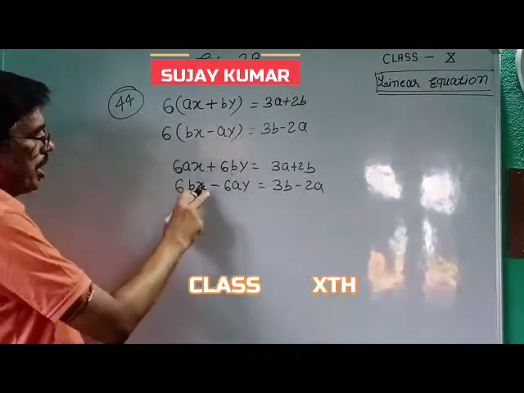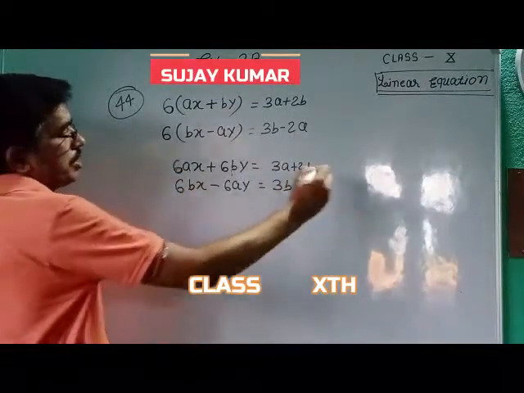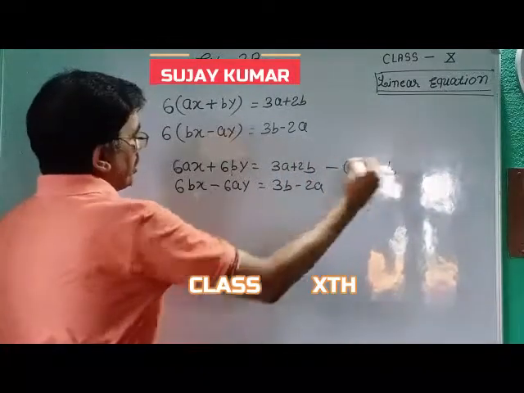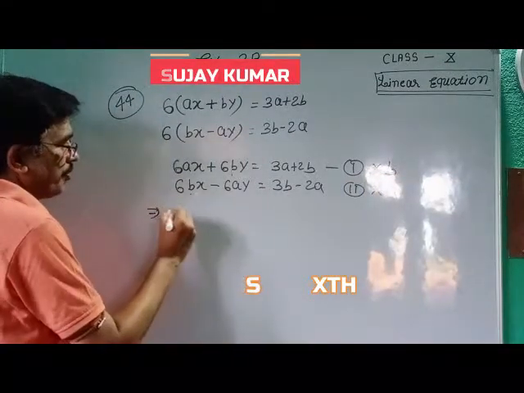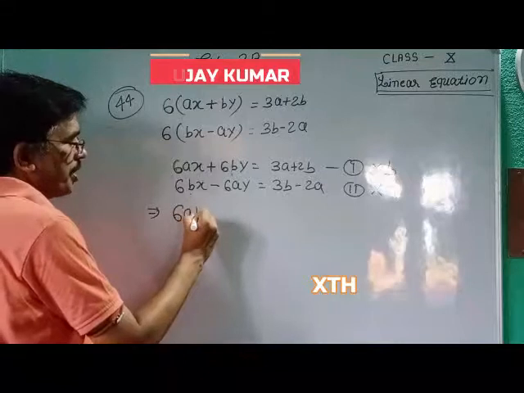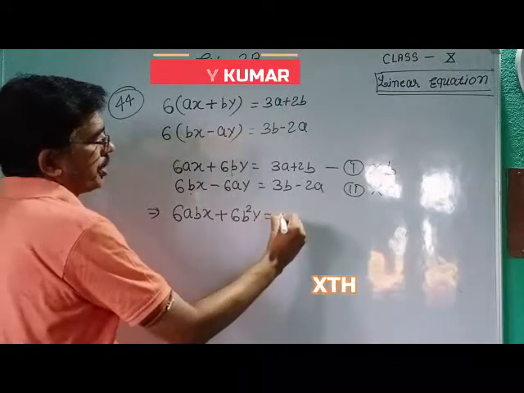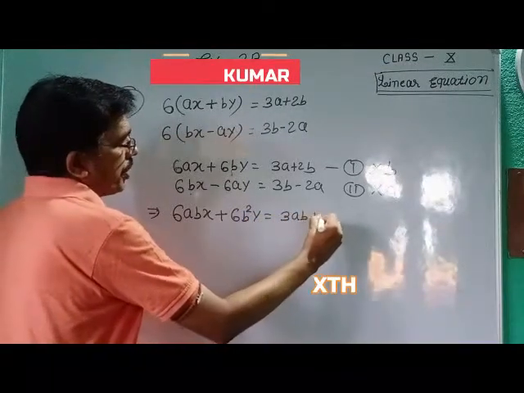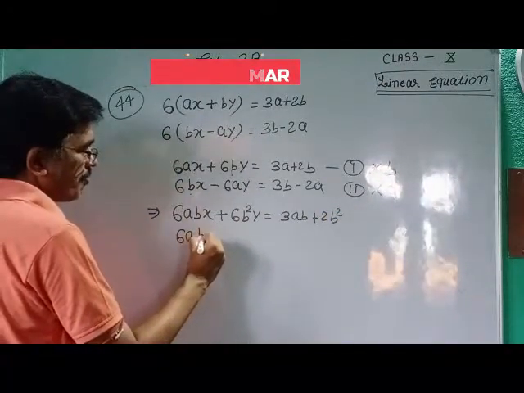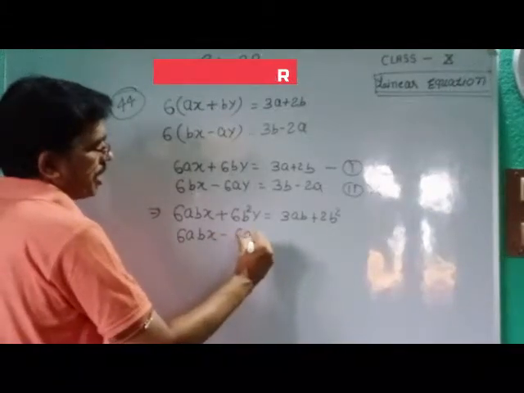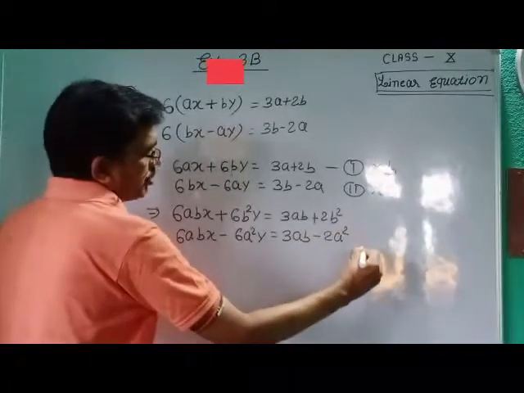Find here 6 and x. The coefficient of this is the only difference. It is a here and b here. So multiply this equation by b, and multiply the other equation by a. So what do you get after multiplying? You get 6abx + 6b²y = 3ab + 2b². When you multiply the second equation, you get 6abx - 6a²y = 3ab - 2a².